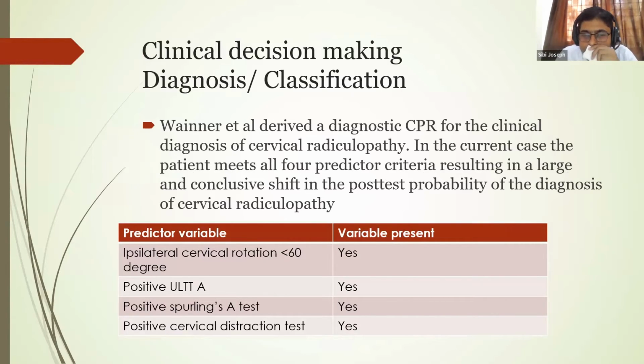So quickly, we'll just go through this. Clinical decision making. Now, based on this case scenario, how will you decide or how will you actually apply CPRs for this case? The best thing is you can go for this Wainner et al. CPR. This is a diagnostic CPR, and this will tell you whether the patient has cervical radiculopathy. In the current case, the patient meets all four predictor criteria, resulting in a large and conclusive shift in the post-test probability of the diagnosis of cervical radiculopathy. Since the patient has met all four predictor variables, you can be highly confident that the patient has cervical radiculopathy.